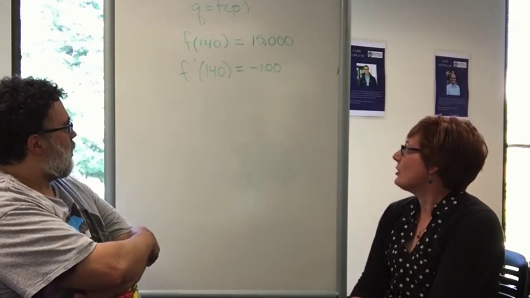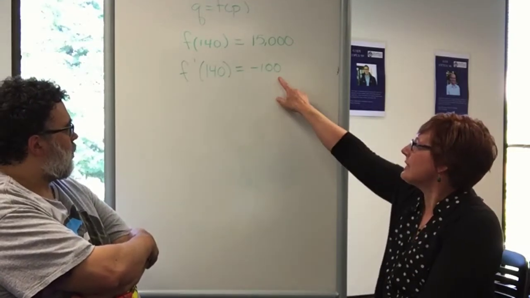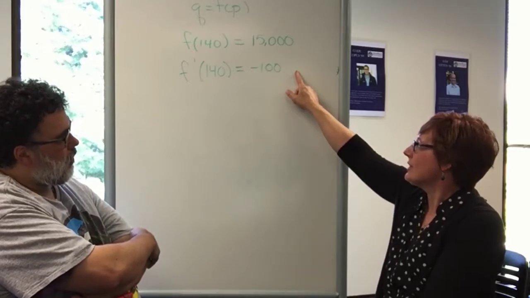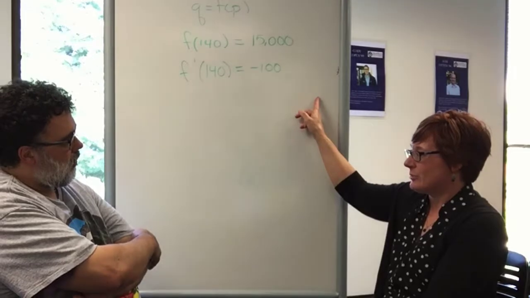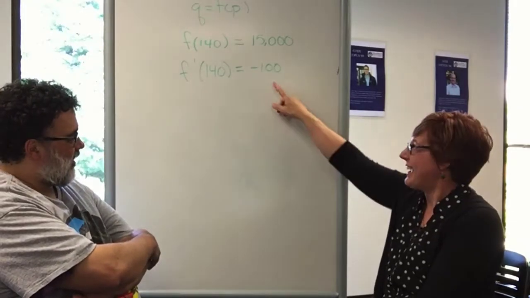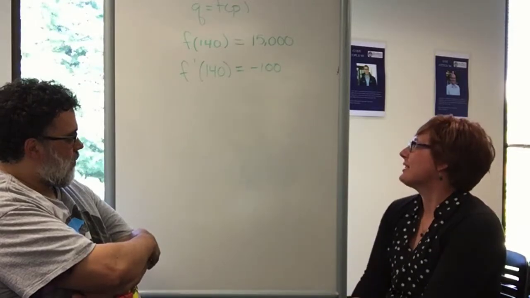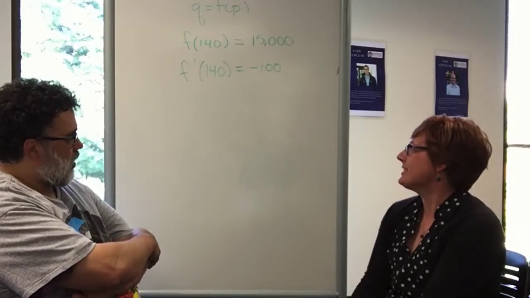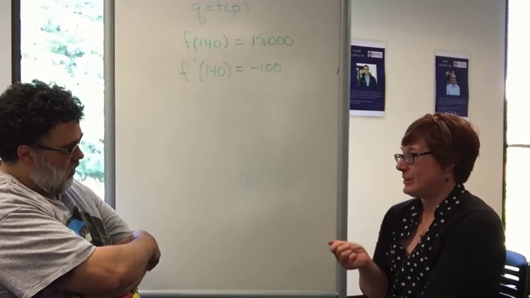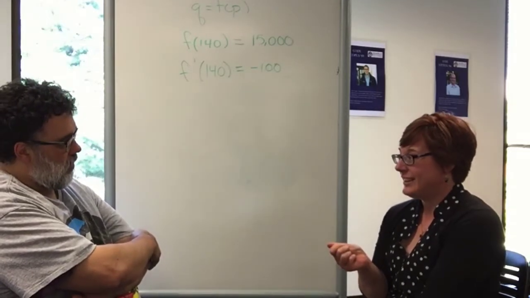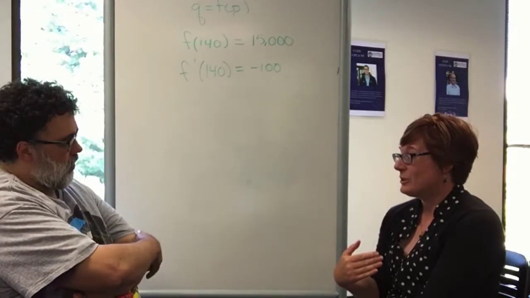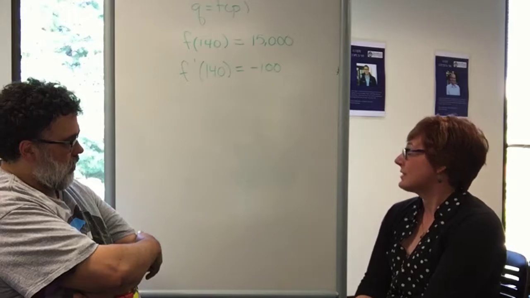Okay? So this negative 100 would say it's negative 100 skateboards for every dollar increase in price. And that sounds a little weird to say. It does. Because it doesn't, so I would rather think about it as saying when my price is $140 per skateboard, if I increase my price by $1, I would expect that my quantity sold would decrease by about 100 skateboards.